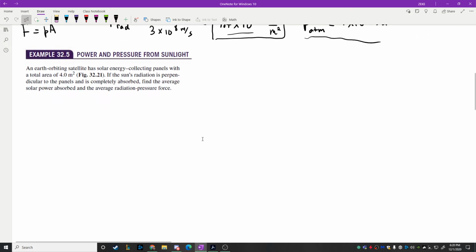So, power and pressure from sunlight. An Earth-orbiting satellite has a solar energy collecting panel with a total area of 4 meters squared. If the sun's radiation is perpendicular to the panels and is completely absorbed, find the average solar power absorbed and the average radiation pressure force.